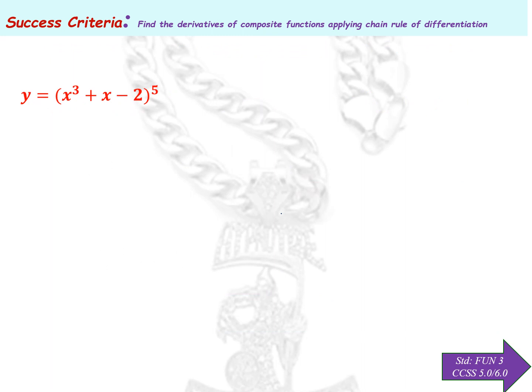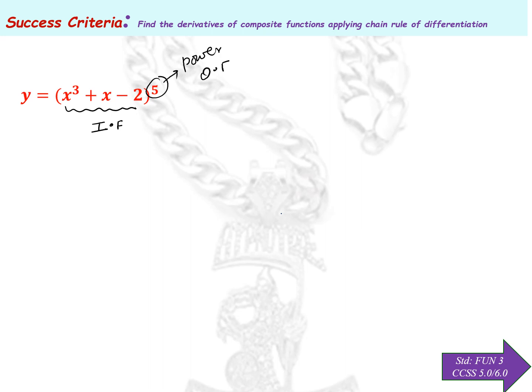How to apply the chain rule? In order to understand this, first of all, label the inner and the outer function. So here is your inner function. The function that is written inside the bracket is your inner function, and this is your power. Okay, that is the outer function.